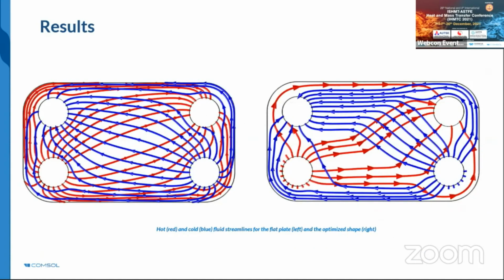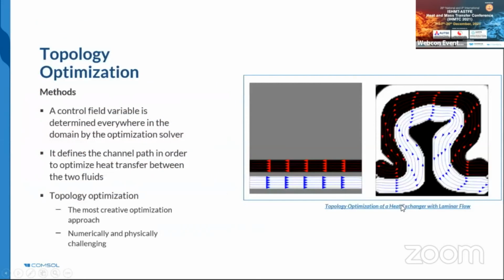And here you see the difference of flow for the cold and hot fluid on the initial flat configuration of the lathe versus the optimized configuration. You can see that it's very different, hence the difference of performances. And I know the last option is very famous. It's the topology optimization. It's extremely creative. It's also very challenging from modeling and commercial point of view. That's also something you can do in COMSOL Multiphysics.